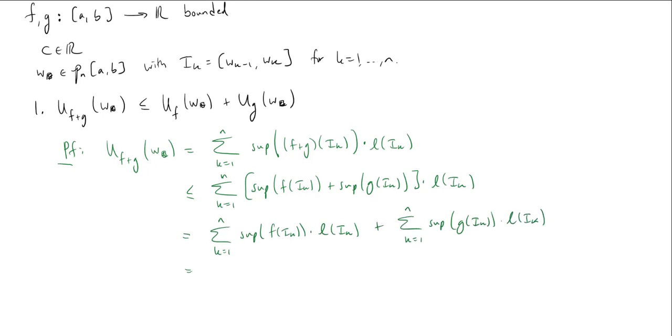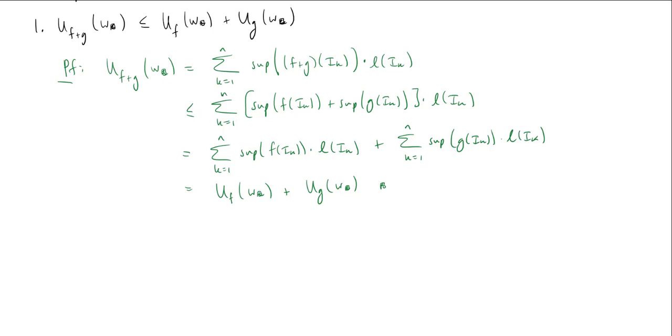And this first bit is exactly equal to the F upper sum of W, and the second bit is the G upper sum of W. Okay, so that's the proof for number one. Number two is going to be essentially the same thing, but for lower sums.